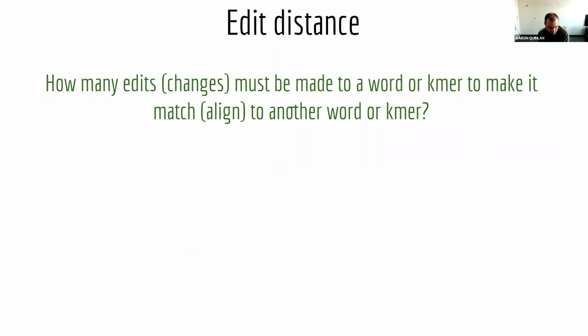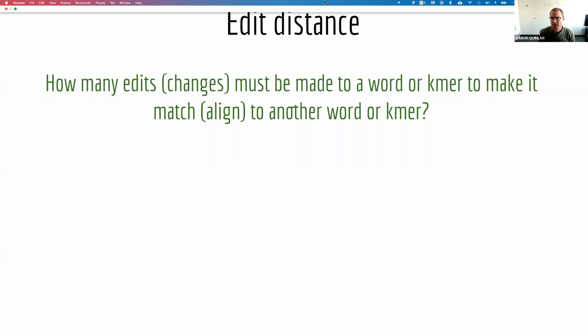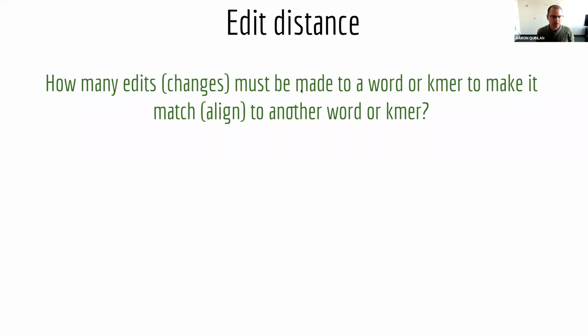Okay, so now we're going to transition from mapping, where we've placed sequences to possible locations in the reference genome, and we're going to talk about alignment. But before we can talk about alignment, we need to talk about a concept called edit distance. That's a fancy way of saying how many changes, or edits, must be made to one word in order to make it match another word. And words can be literally words in English or any language, or DNA words, k-mers.